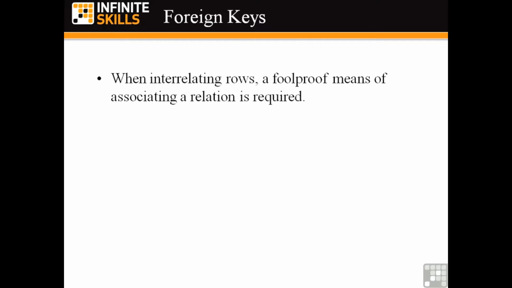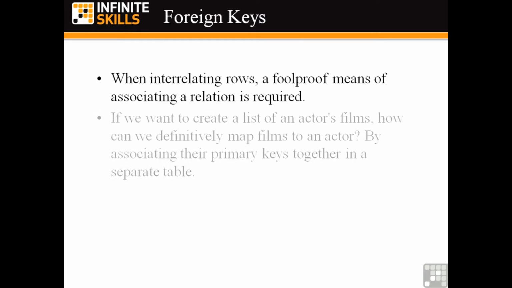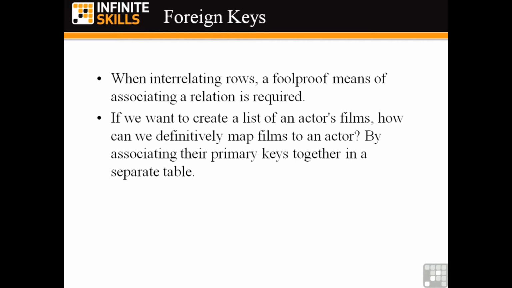So we have a row identified by a primary key in the actor table, and we have primary keys found in the film table, each of which identify a specific film. What we want to do is create a list of films that a particular actor has starred in. In doing so, we are going to associate their primary keys together in a separate table.